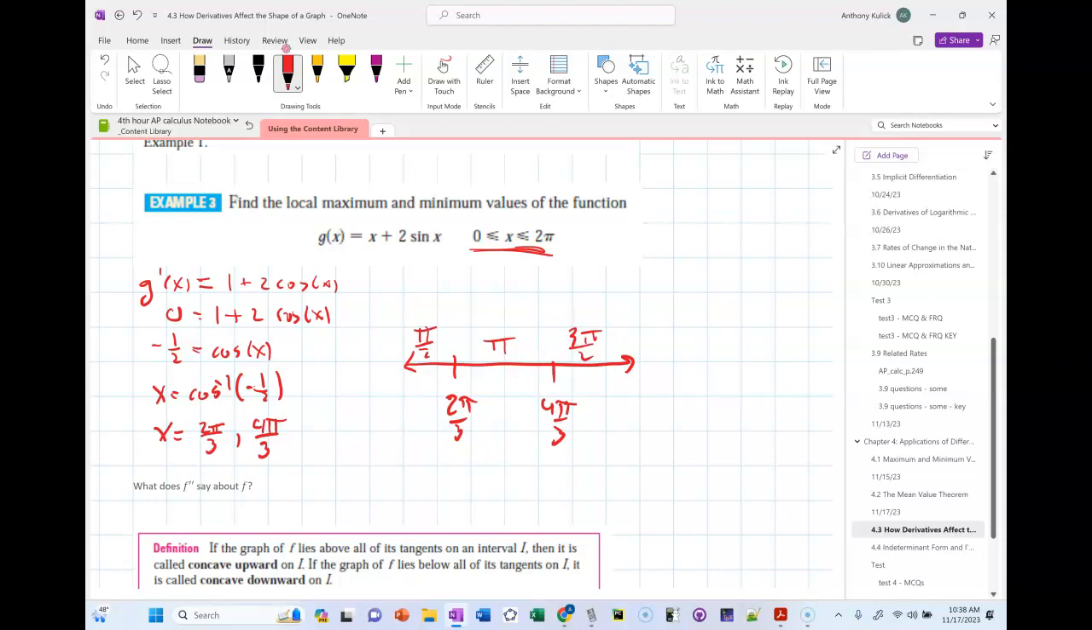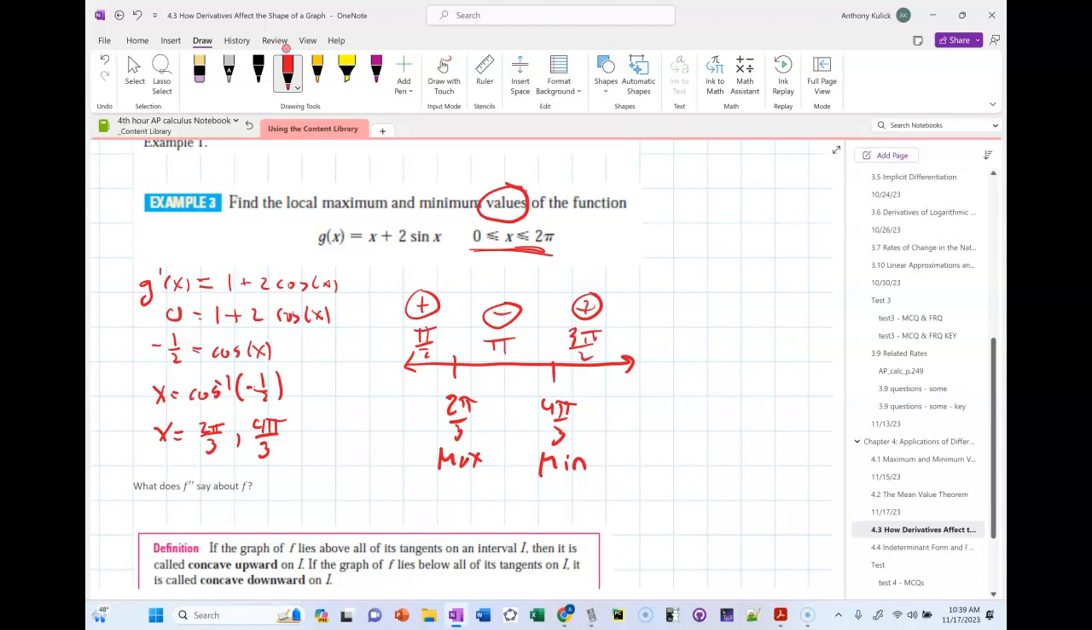If I do that, cosine of a half is 0. So that's going to be 1 plus 0. Cosine of pi is negative 1. So that'll be 1 minus 2. That'll be negative. And then cosine of 3 pi over 2 is 0 again, so that'll be positive. So we go from increasing to decreasing. This is our max. And decreasing to increasing, that'll be a min. Now, be careful here because it asks for max and minimum values.